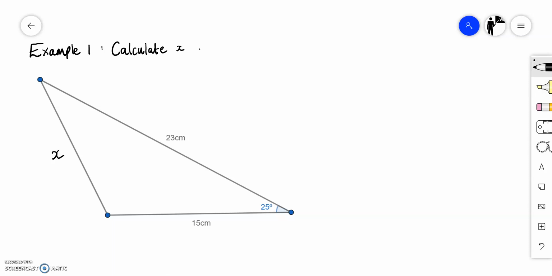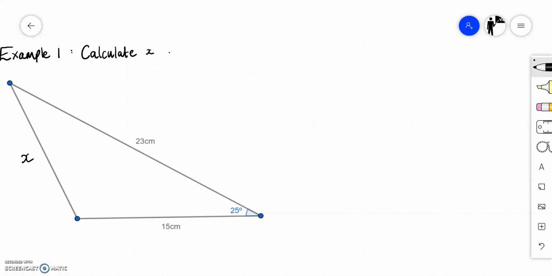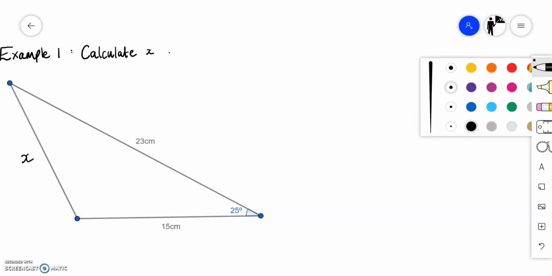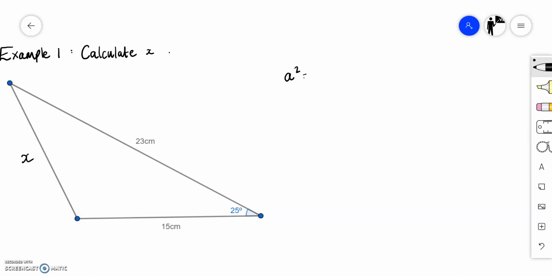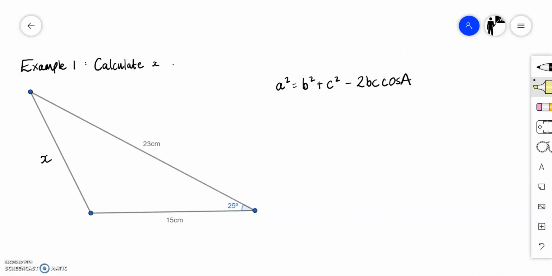So our formula, that's usually step 1, isn't it? We'll write down our formula: a squared equals b squared plus c squared minus 2bc cos A. Hopefully by now we've done enough examples of the sine rule that you'll be able to identify where the angle is. So this time it may be more helpful if we put A where the angle is. We're going to call this bit angle A.